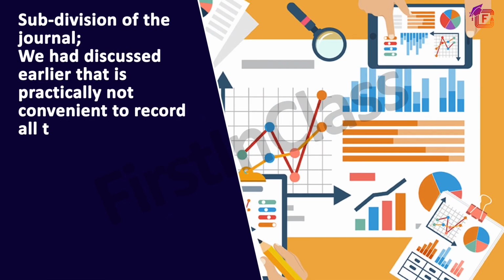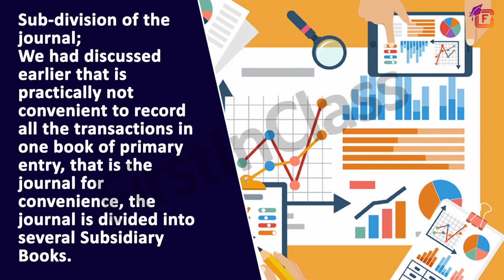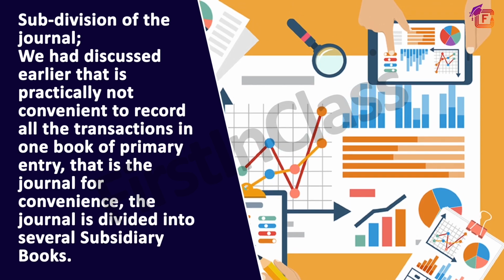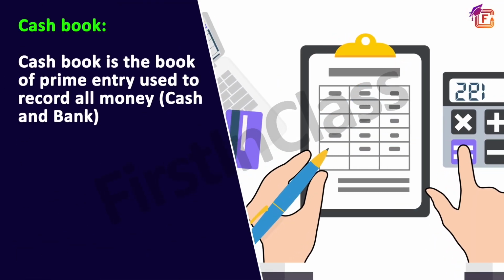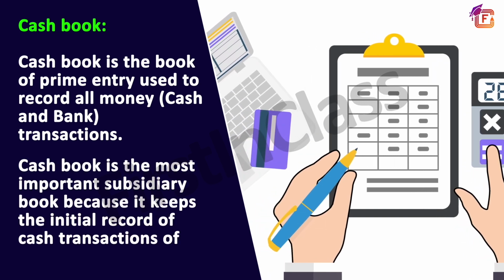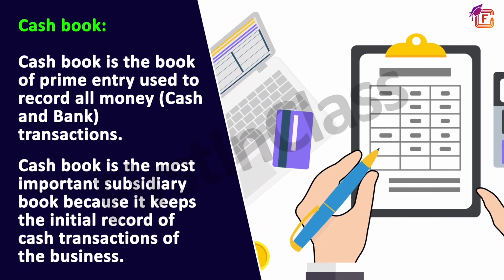Let us now discuss subsidiary books or subdivision of the journal. We had discussed earlier that it is practically not convenient to record all the transactions in one book of primary entry, that is, the journal. For convenience, the journal is divided into several subsidiary books. These are, starting with cash book. Cash book is the book of prime entry used to record all money transactions, which includes cash and bank. Cash book is the most important subsidiary book because it keeps the initial record of cash transactions of the business.